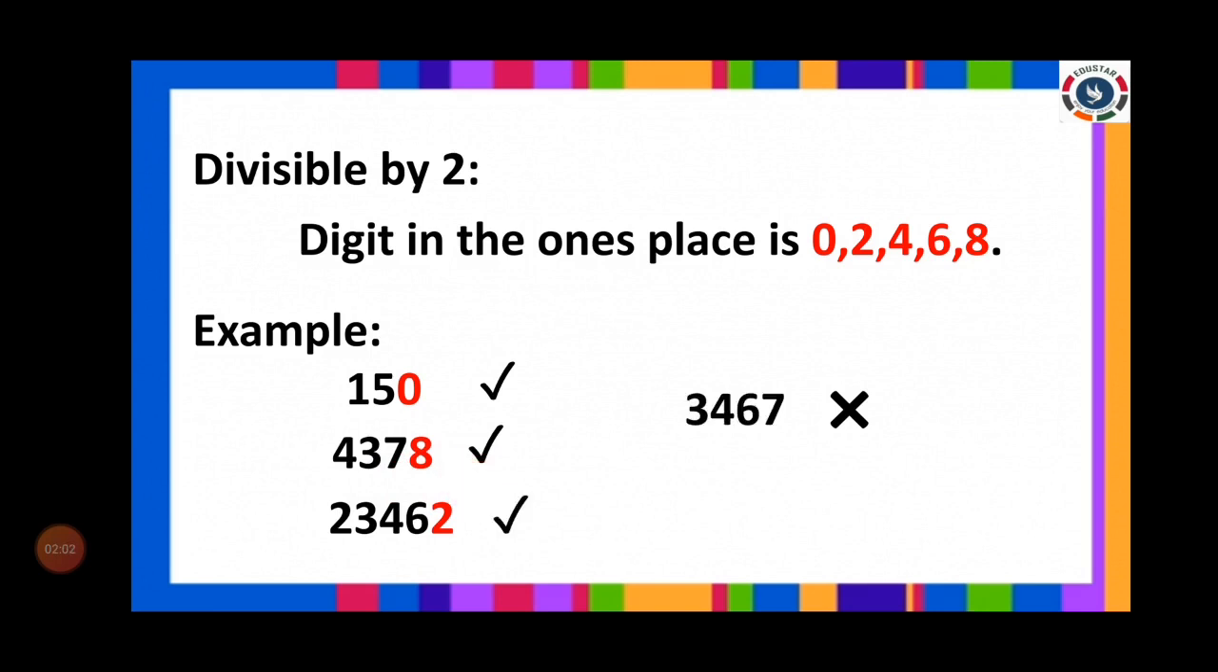And then the next one, 3,467. In the ones place we have 7. 7 is an odd number. That number is not in the group, so it is not divisible by 2. So I am putting a cross.